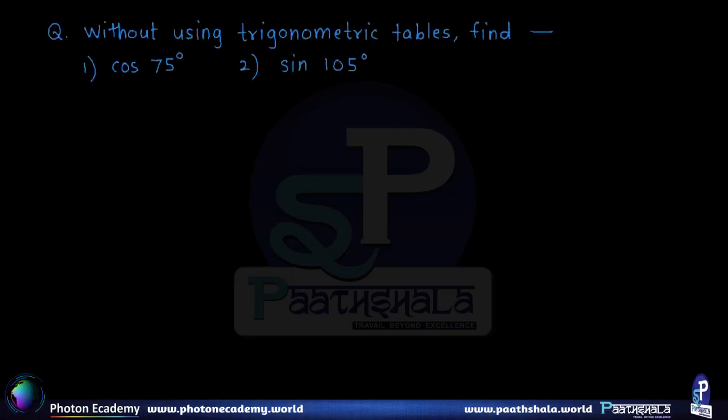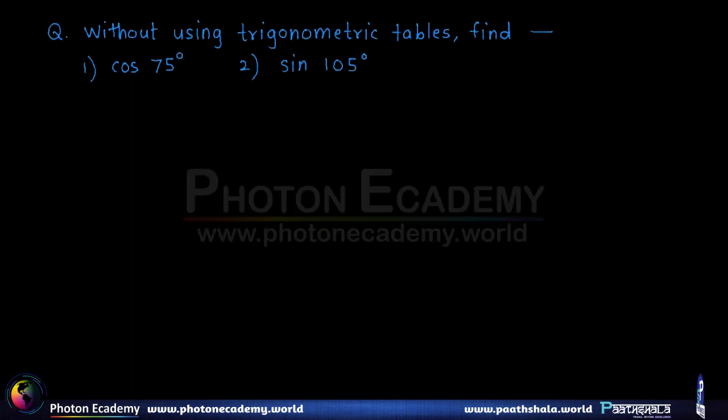Now let us solve a couple of examples based on the trigonometric identities that we learned so far. Here is a question in which, without using trigonometric tables, we have to find the values of cos 75 and sine of 105. Both angles are in degrees. If you observe here, the angles are not the standard angles that we are aware of, like 30 degrees, 45 degrees or 60 degrees and so on.